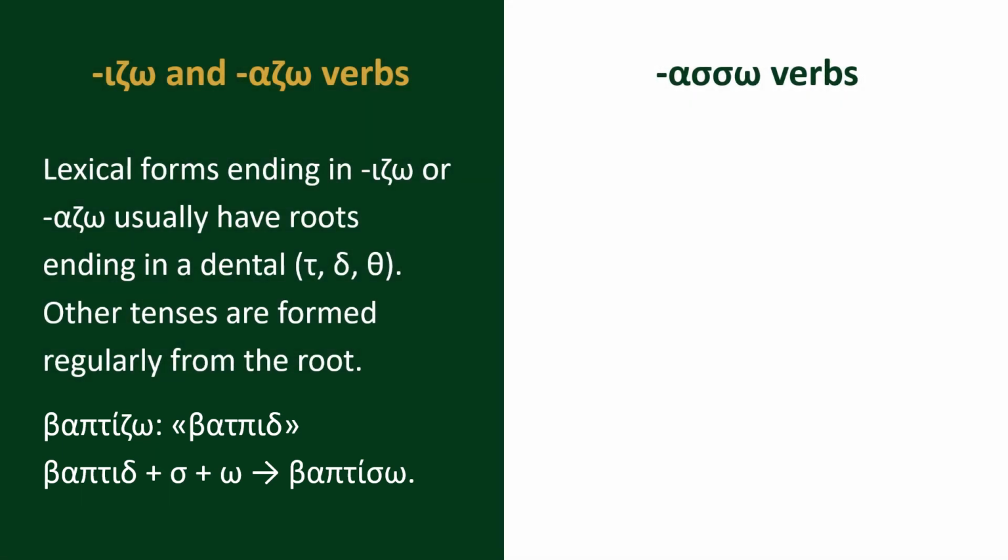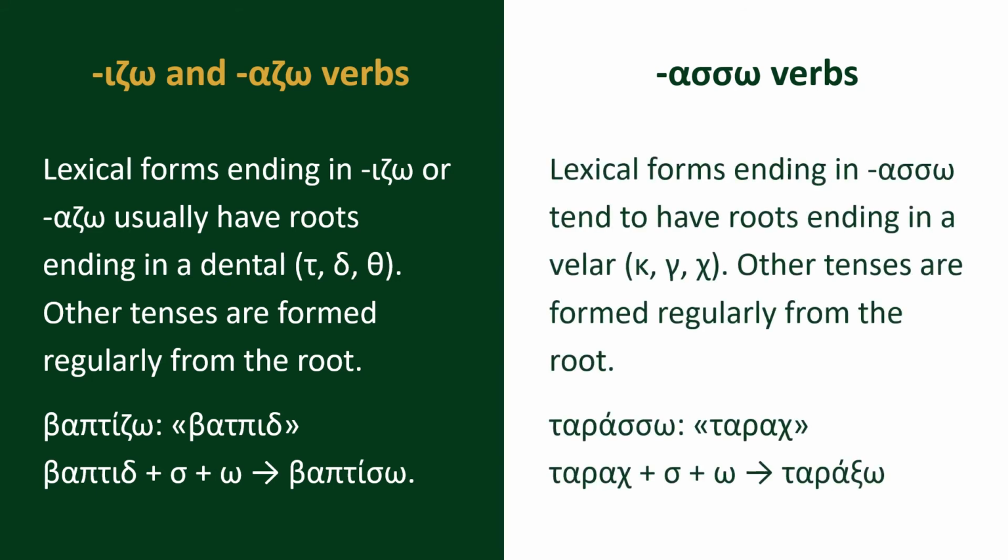The second category of regular adjustments in forming the present tense relates to verbs that end in asso. By end in, I mean end in the dictionary. So lexical forms ending in asso tend to have roots ending in a velar. The velars, if you recall, are kappa, gamma, and chi. Other tenses are formed regularly from the root.